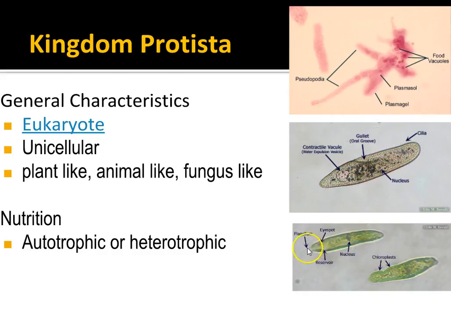It also has a flagellum, which allows it to move around. These things can actually sense light using an eye spot. They can move around, search for light, so they can make their own food by photosynthesis.